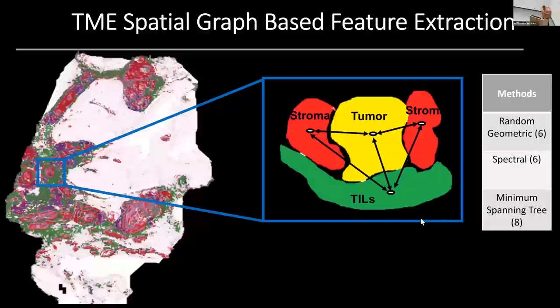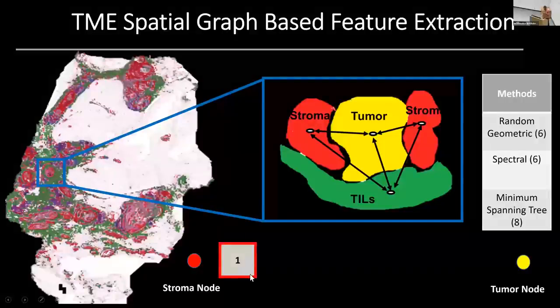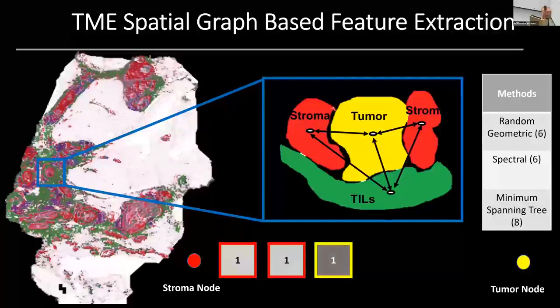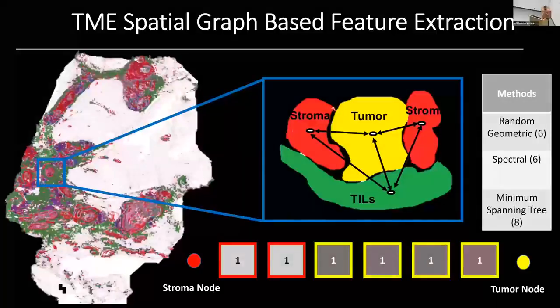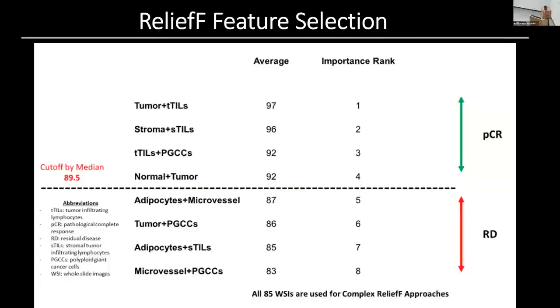And so in this example here, we have stroma and tumor, and we are making graph constructs using the methods of radio geometric, spectral graphs, and minimum spanning trees. And so in this small example here, you see a stroma node, and then we're trying to connect the stroma node to the tumor node, and we're taking the tile size that was 224 by 224 and counting the distance from the tumor node. And we're using Euclidean distance to measure that. And we take that feature vector and we then do feature selection.